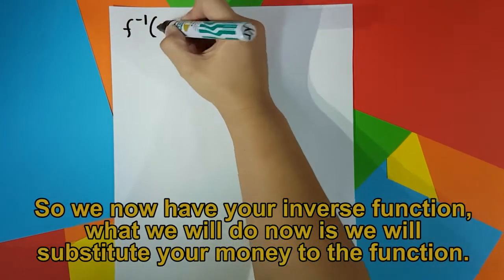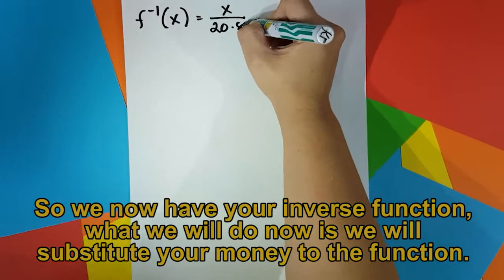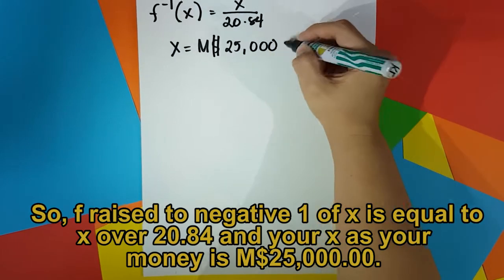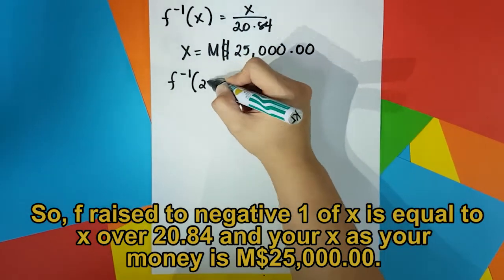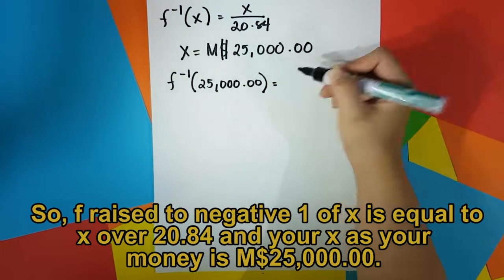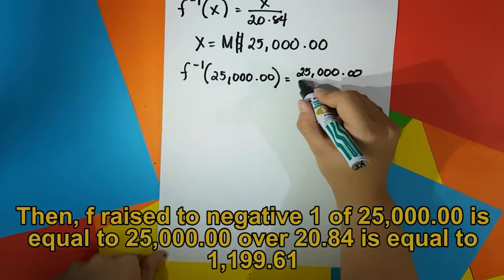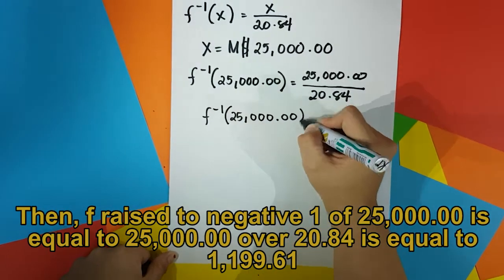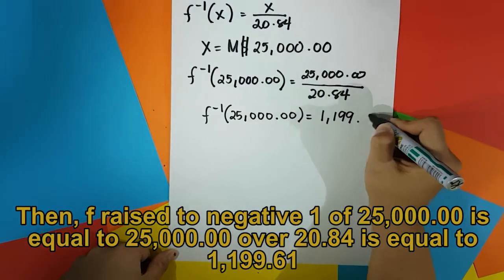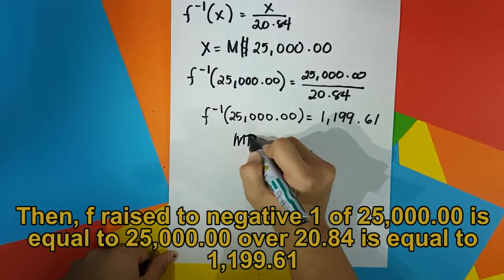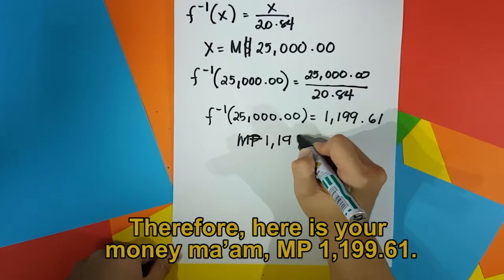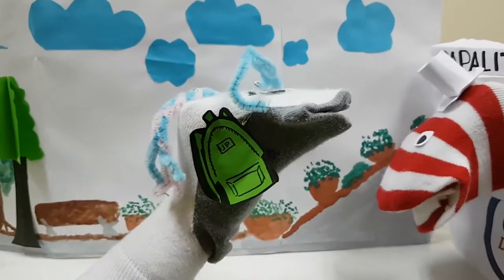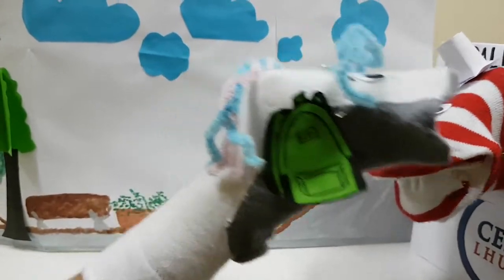So, we now have your inverse function. What we'll do now is substitute your money to the function. So, f⁻¹(x) is equal to x over 20.84, and your x as your money is 25,000 Medya's dollars. Then, f⁻¹(25,000) is equal to 25,000 over 20.84, which is equal to 1,199.61. Therefore, here's your money, ma'am. 1,199.61 Medya's pesos. Thank you!